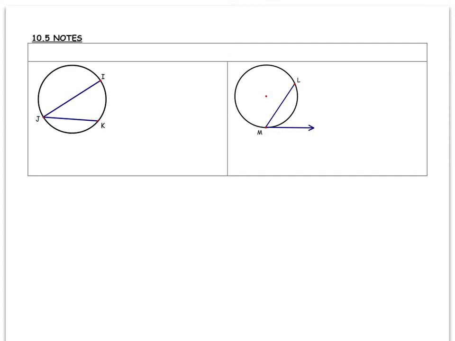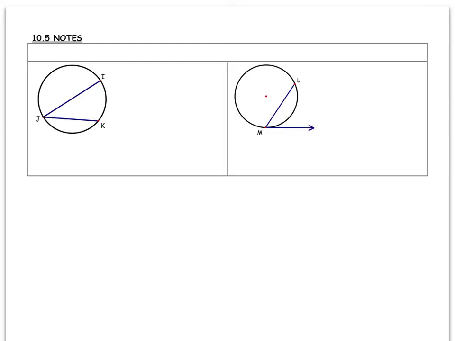So we're going to start talking about different types of angles related to a circle and how to find the measures of these angles. There's going to be a lot of theorems to talk about today, but we're going to try to group them together so that there's less to remember.